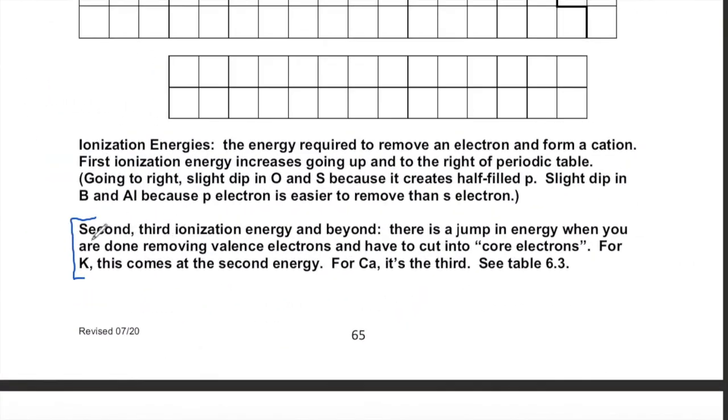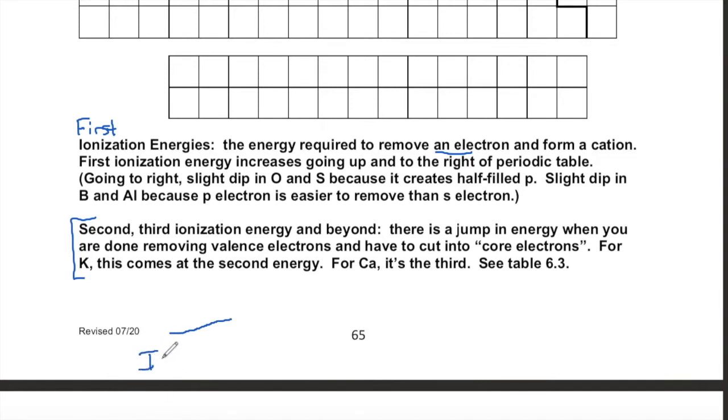Instead of just removing one electron, so the first ionization energy is the energy required to remove an electron, you can try removing more than one electron. If you try to remove a second electron, that would be the second ionization energy. Then if you remove a third electron, that would be the third ionization energy. And those get harder and harder. The second ionization energy is higher than the first ionization energy. The third is higher than the second, and so on.